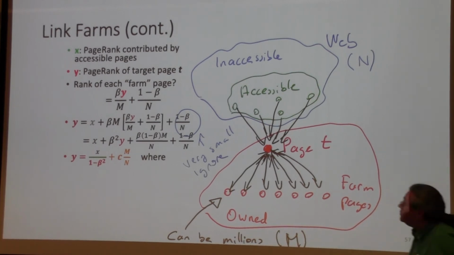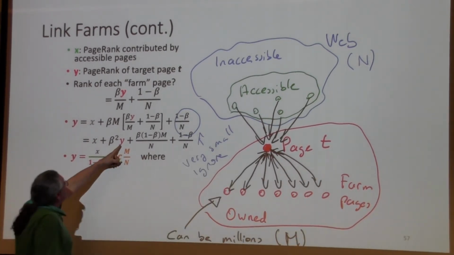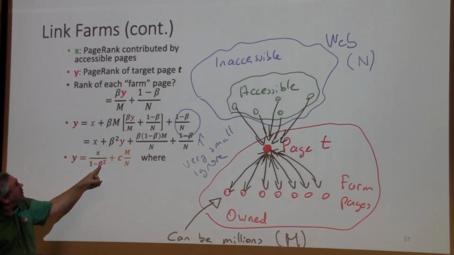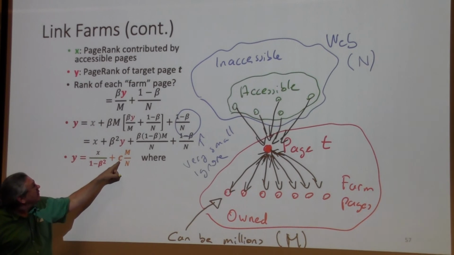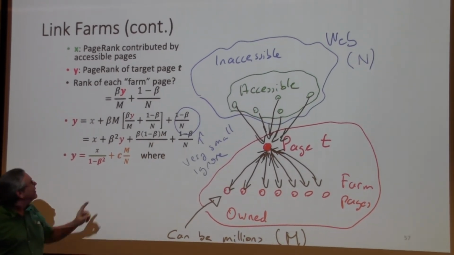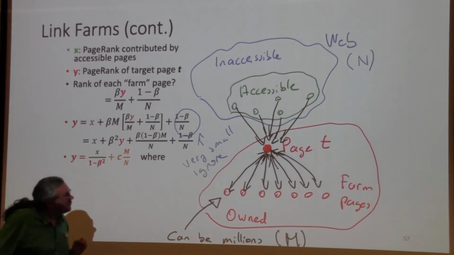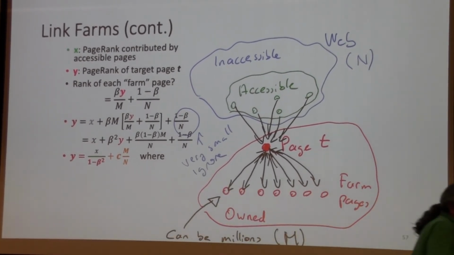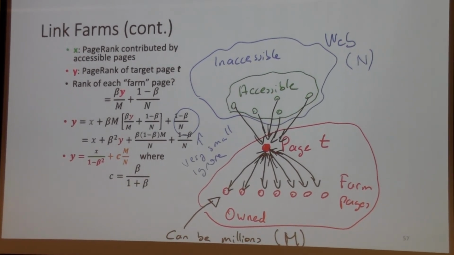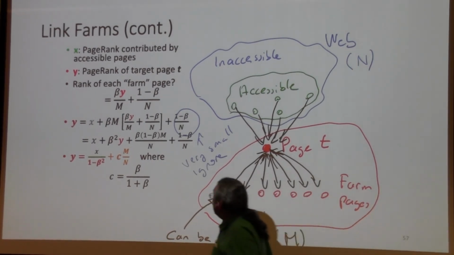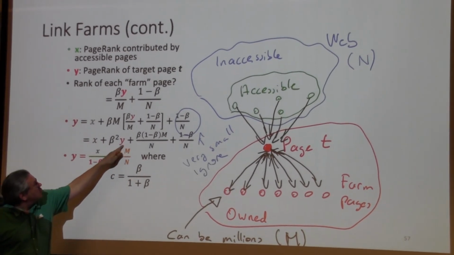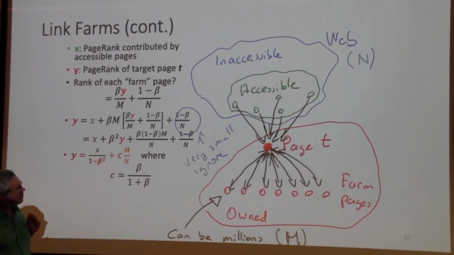So here we have y on both sides. So y is equal to x over 1 minus beta squared plus some constant times m over n. Some constant times m over n. The constant is beta over 1 plus beta. So it's not so small. It's similar to 1/2, a little bit less. So some constant times m over n.